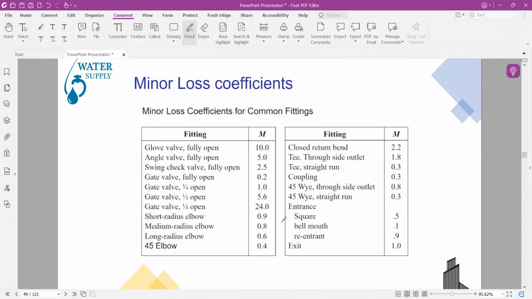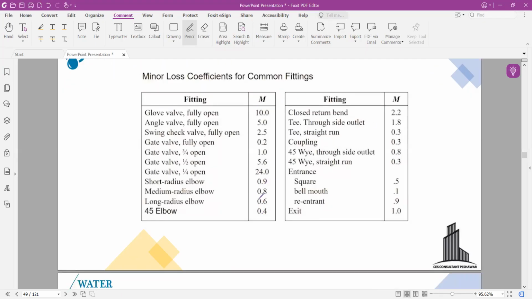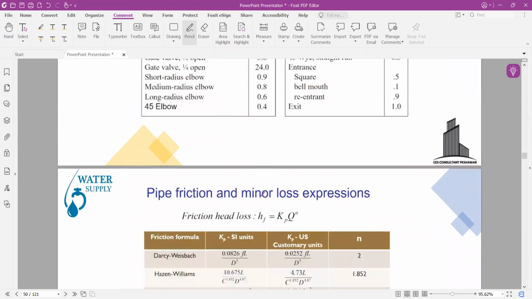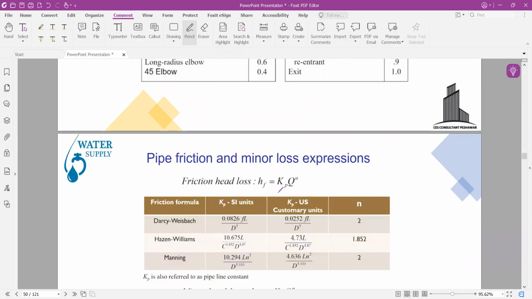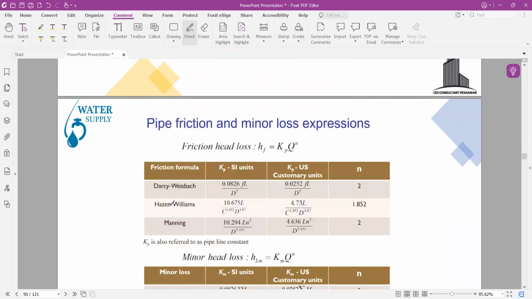These values are used automatically by WaterGEMS for the design of any type of pipe. To simplify, for the head losses that occur through the pipe, the Darcy-Weisbach, Hazen-Williams and Manning equations are simplified in the form Kp times Q^n. n depends on which equation you are using. If you are using the Darcy-Weisbach or Manning equation, n is equal to 2, while for the Hazen-Williams equation, it is equal to 1.852.